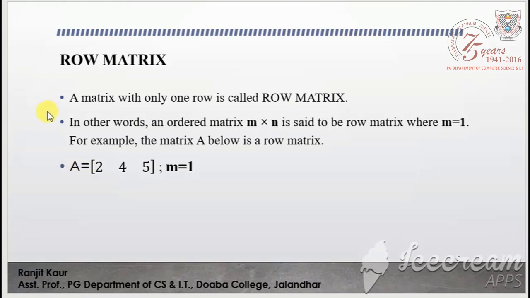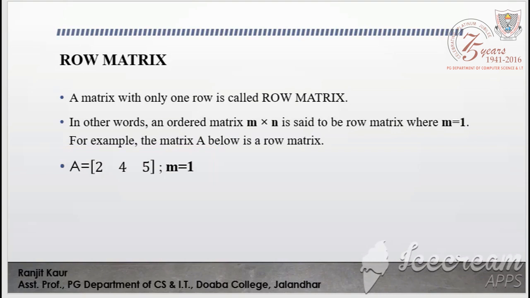Let's see an example of this matrix. Here you can see we have a matrix A and it has 2, 4, 5. These are the elements of A. How many rows are there? Only one row is there in this matrix. Thus, this is known as a row matrix and the value of M, that means the value of row, is 1. So this is all about your row matrix.